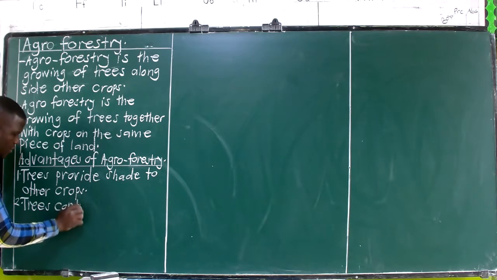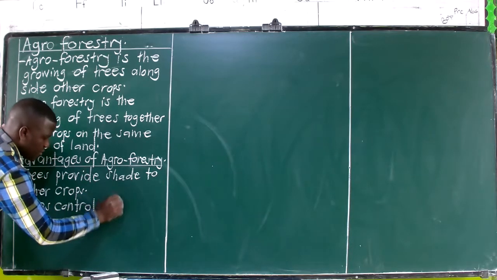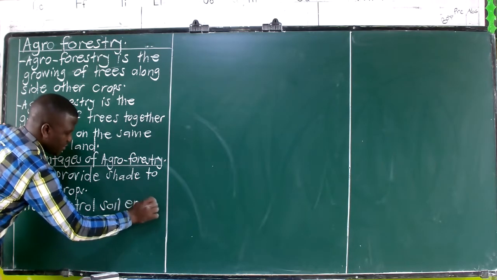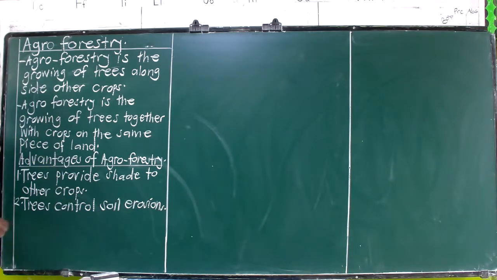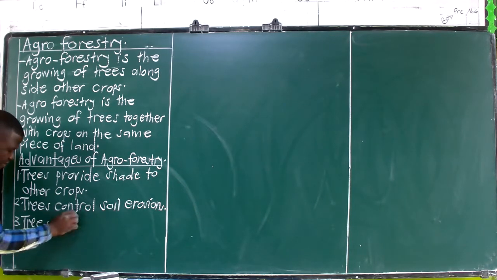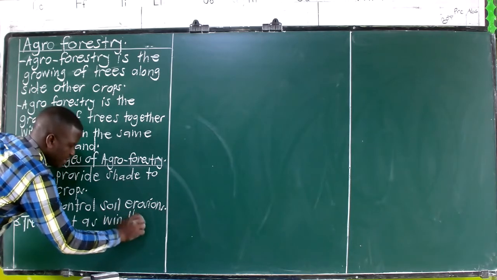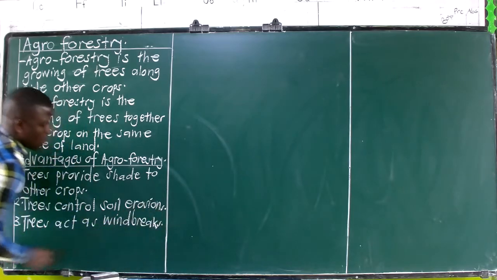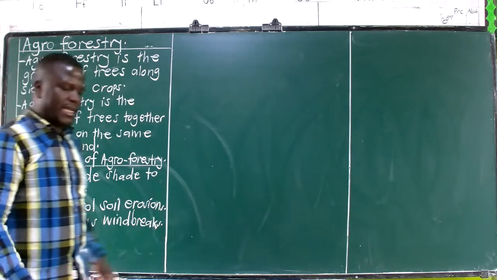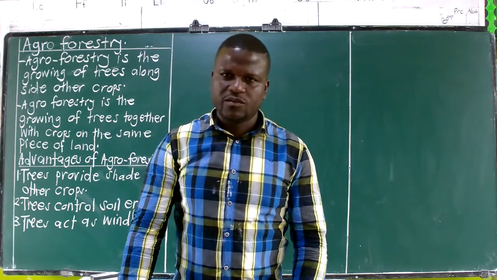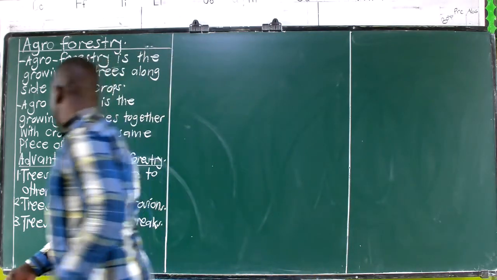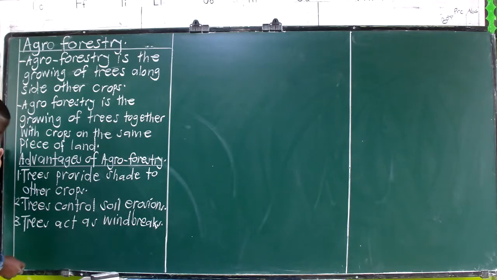Trees control soil erosion. So when you grow trees and crops on the same piece of land, trees help to control soil erosion. Then trees act as windbreaks. Trees protect crops against strong wind. That's what we mean by windbreaks.